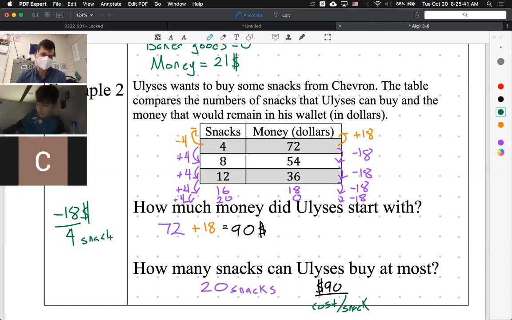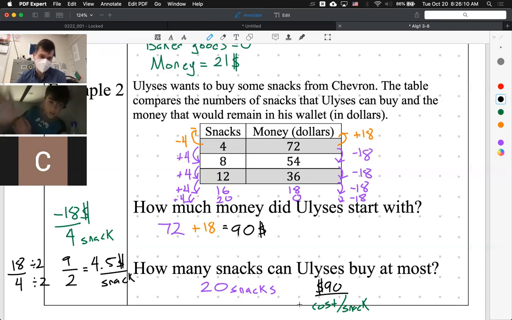The reason that we're negative is because it costs money. That money's coming out of my wallet. So 18 divided by 4. Let's do a little bit of math here. I'm going to divide the top and bottom by 2. So divide by 2, divide by 2. That's going to be 9 divided by 2. 9 divided by 2 is 4.5. So it's $4.5 per snack, which means if I come back over here and erase the cost per snack, I can just put 4.5 out front. 4.5 cost per snack. This is more of a calculator problem.